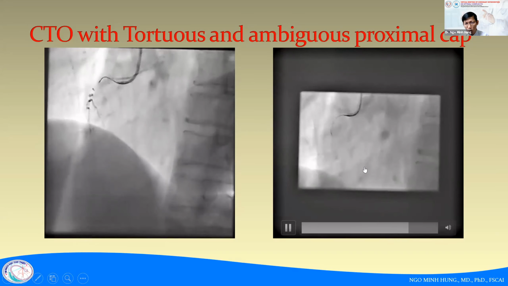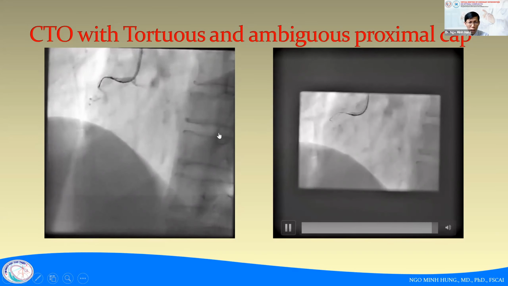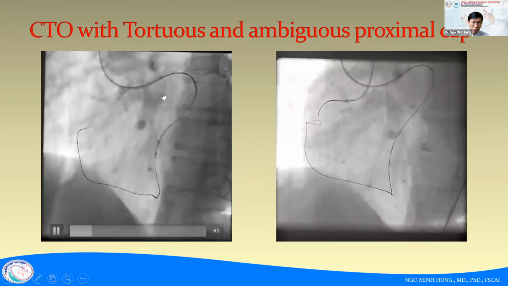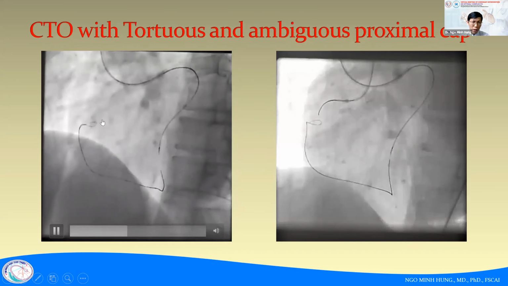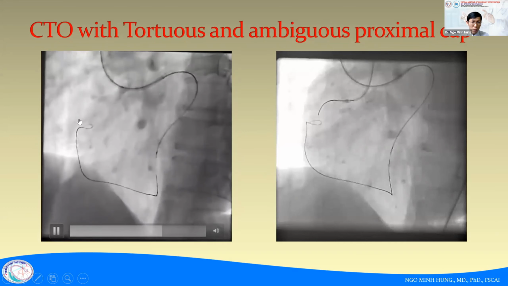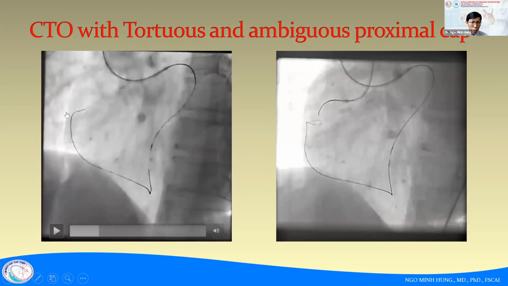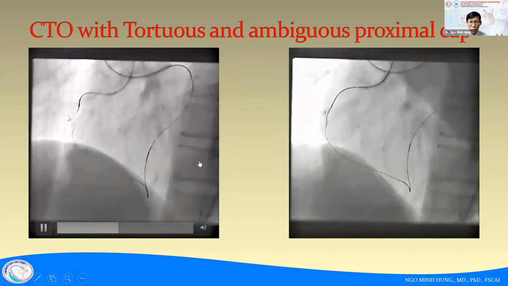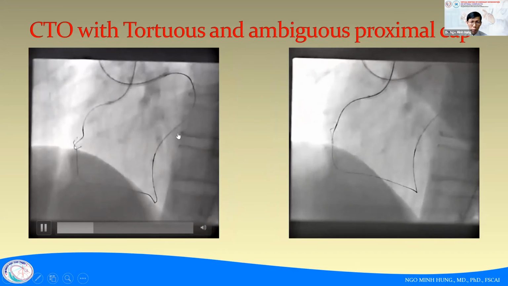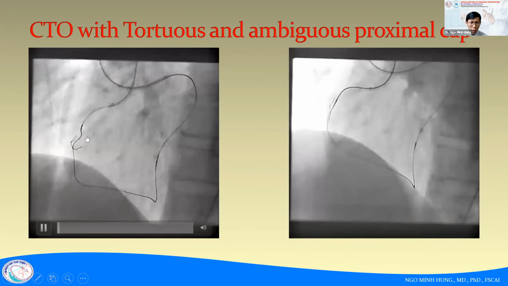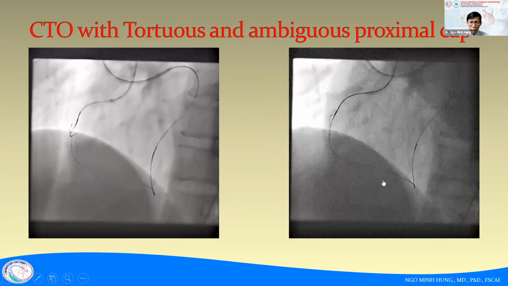So we have to go until we cannot go, and then we use another access from the left side in order to know where the distal cap is. So actually, the distal cap is to here, and then it makes a curve and connects to the proximal end. Otherwise, if we go from the proximal to the distal, we connect here and go through outside like this. So that's the reason why sometimes we have to use 2 guiding catheters, and go from the left to the right, or the right to the left, and then make the connection together.